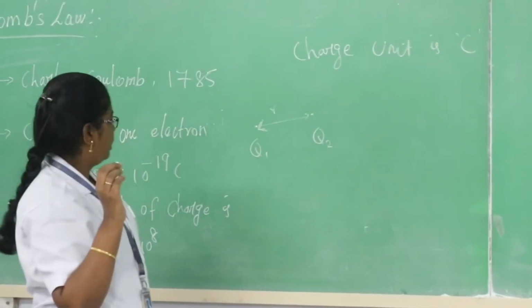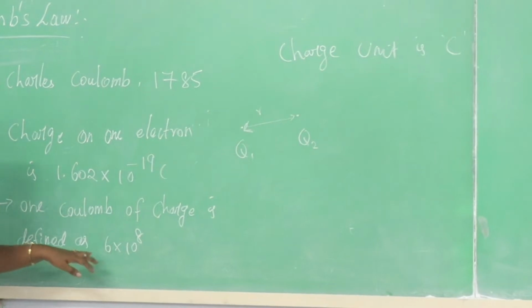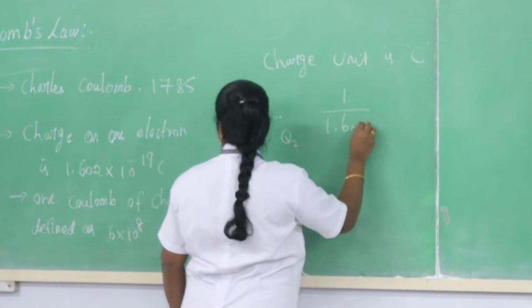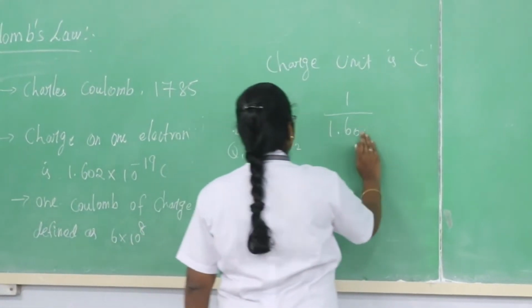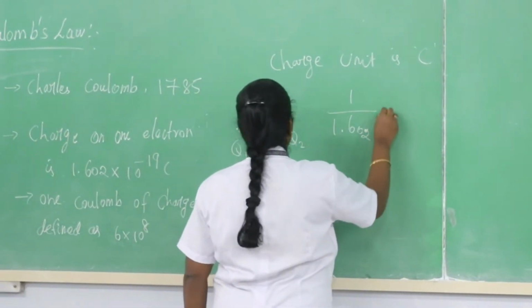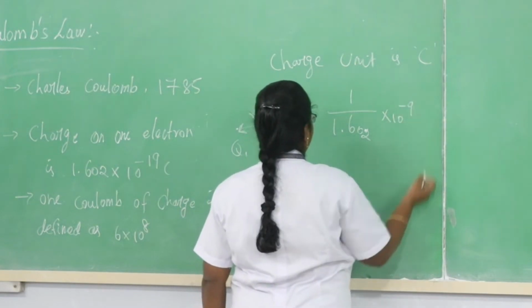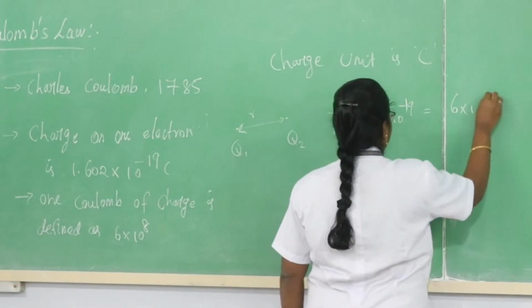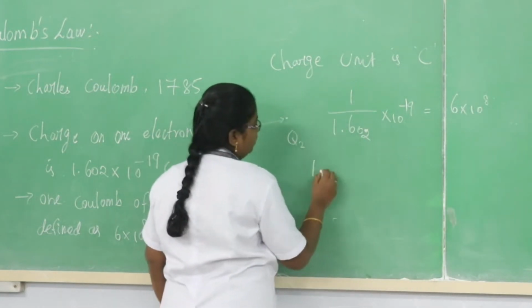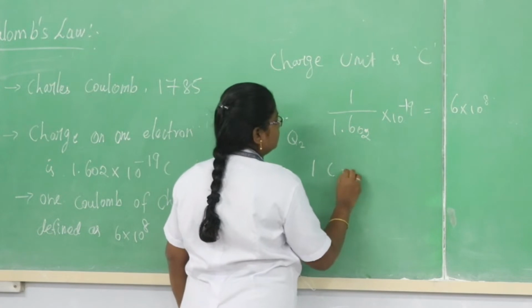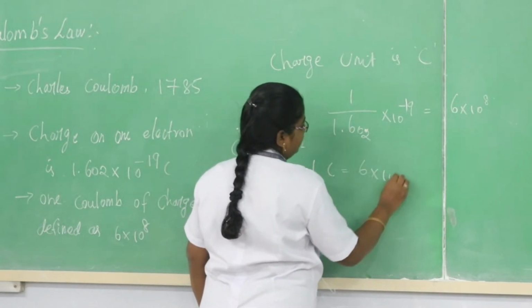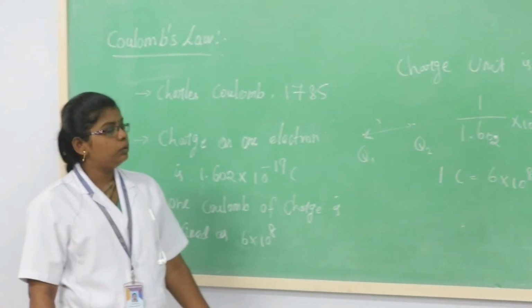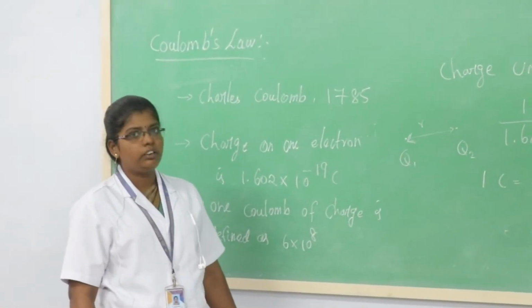So, 1 Coulomb of charge is equal to 1 divided by 1.608 into 10 power minus 19. This is equal to 6 into 10 power 8. This is 1 Coulomb of charge. Next, we have to discuss in detail the statement of Coulomb's law.